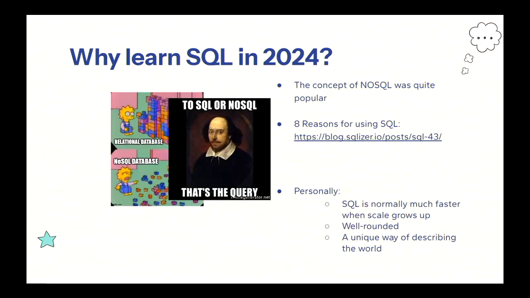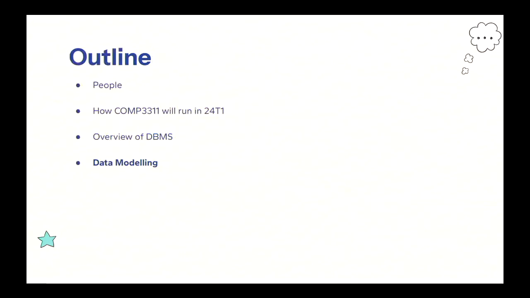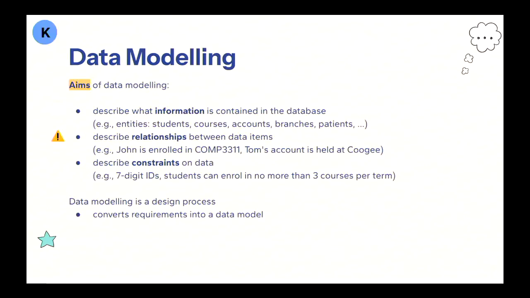So PostgreSQL or NoSQL, that's the query. So there's no single best database management system nowadays. It just depends on the requirements and situations. However, SQL has its own advantages. So that's why it is still popular, and that's why we need to learn this in 2024. So talking about providing a new way of describing and modeling the world, let's jump into the topic of how we model data. And this is data modeling.